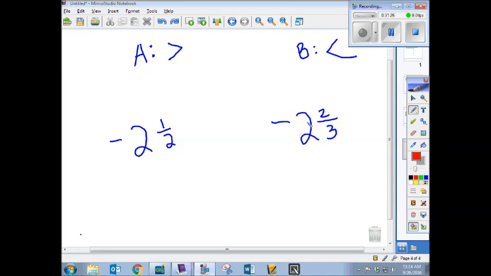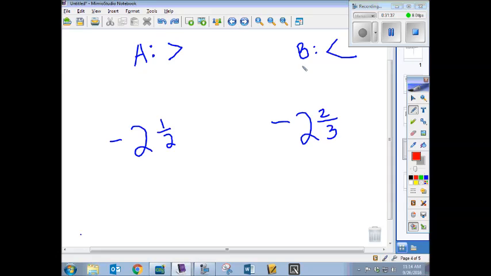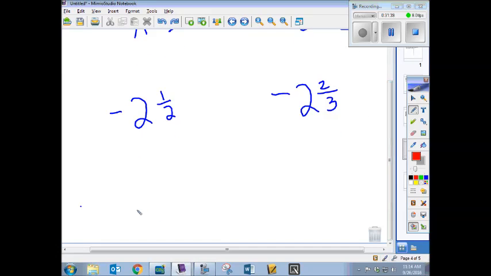Okay. So here we have a problem. We have to figure out which one of these is larger. Now, real quick, I'm going to do the same problem. Actually, let me go back. I'm just going to go down here. I'm going to do the same problem, only now I'm going to be doing positive 2.5 and positive 2 2/3. Now, who can tell me which one's larger here? Which one of those two is larger? Owen? 2 2/3 is larger. You guys would all agree it's there, yes?